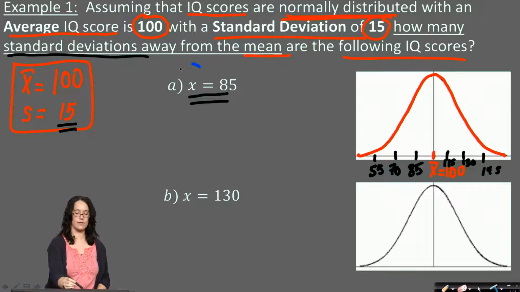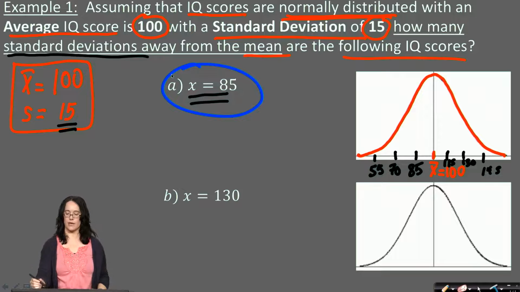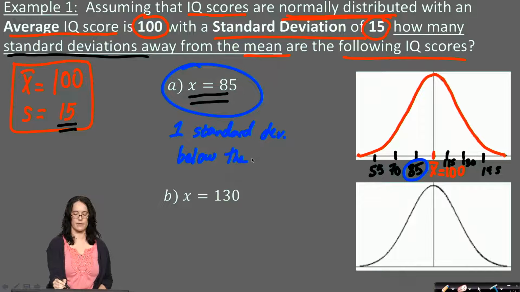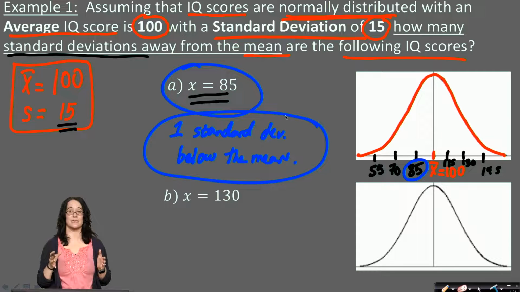Can you see that right now? Where is 85 located? It's located right here. How many standard deviations is that below the mean? Just one. So this would be one standard deviation, I'm going to use DEV for my abbreviation, below the mean. Now that has significance to us. We're going to talk about what the significance of one standard deviation below the mean means in a moment.